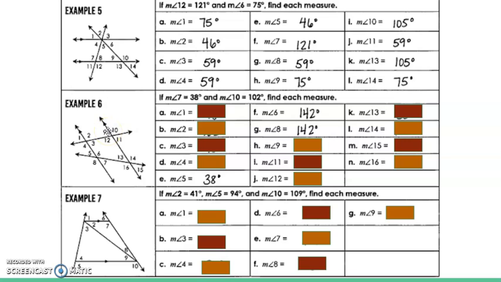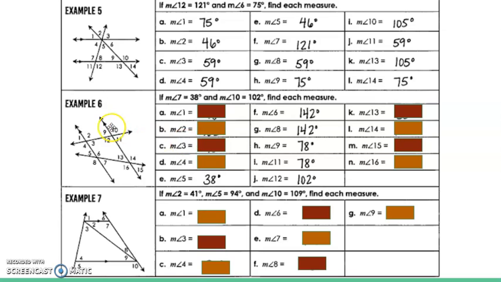If I look at the other section with the measure of angle 10, 10 and 12 are my vertical angles, so that means the measure of angle 12 is also 102. To find the measure of angle 9, I'm going to subtract 102 from 180, and that gives me that angle 9 is 78 degrees, which also means that 11 is 78 degrees because they are vertical angles.